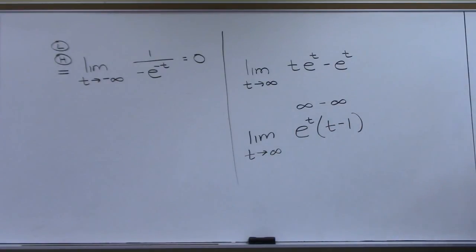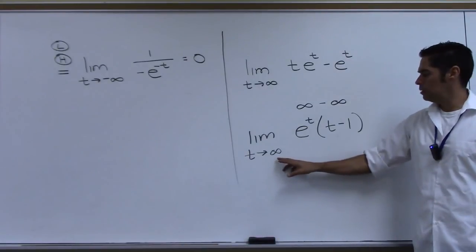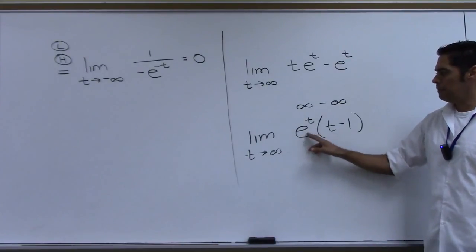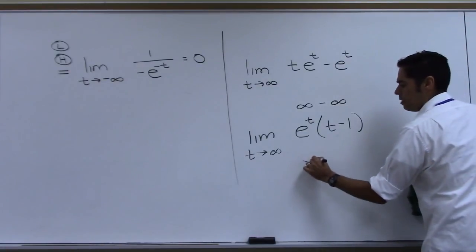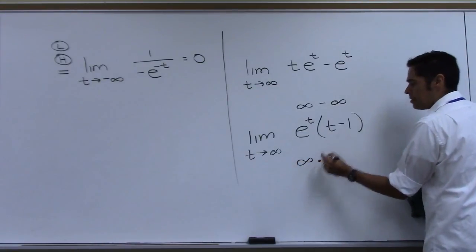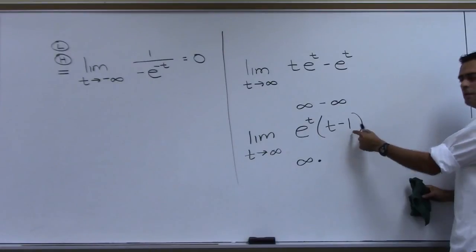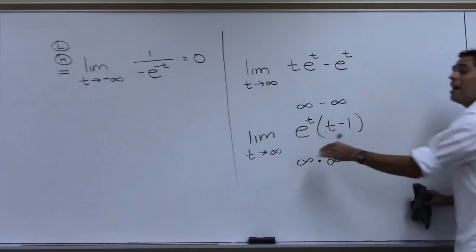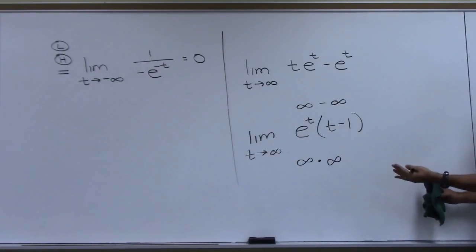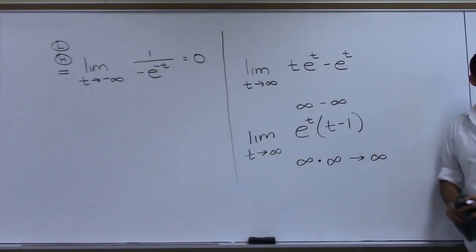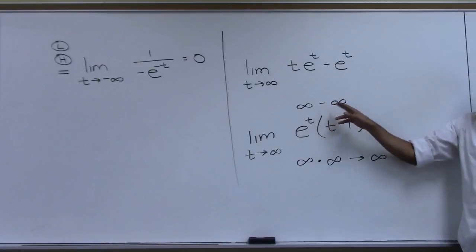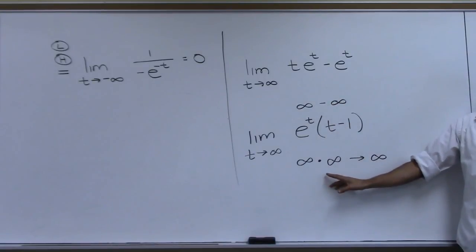And what happens if I let t go to infinity here? So this becomes what? Infinite, right? So now this has the form of infinity times infinity minus 1? Infinite. What's infinity times infinity? Infinity. So this is infinite. Subtraction, we don't know. Multiplication, guaranteed.